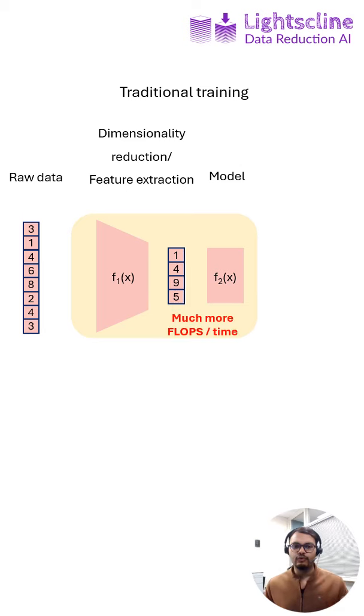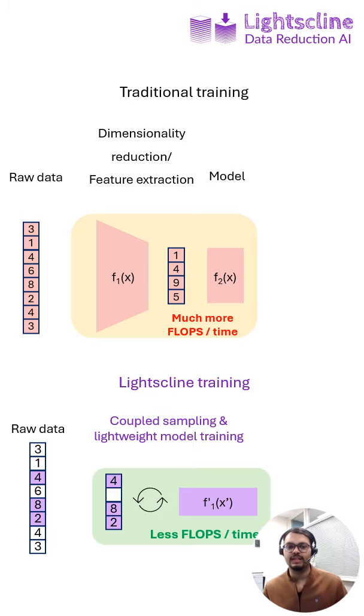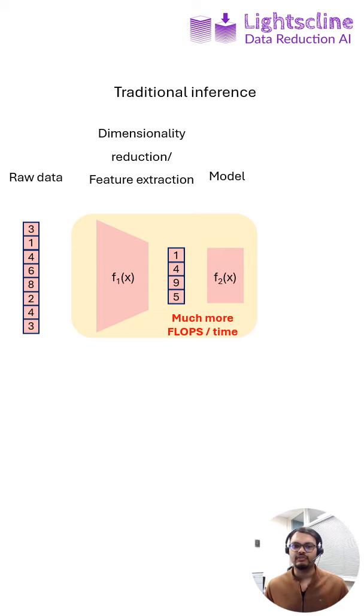Now, because of the twofold operations f1(x) and f2(x), we end up with a lot of flops and a lot of time. On the contrary, in Lightscline training, we start with a sampled version of the dataset. This sampling is actually coupled with the model training process and is dictated by a loss function, for example. So this ends up giving us the same results using very few flops and very fast. This has good implications for inference, as you can imagine.